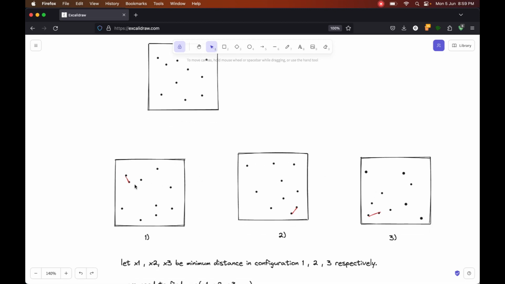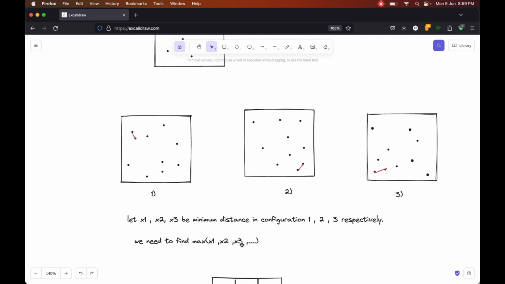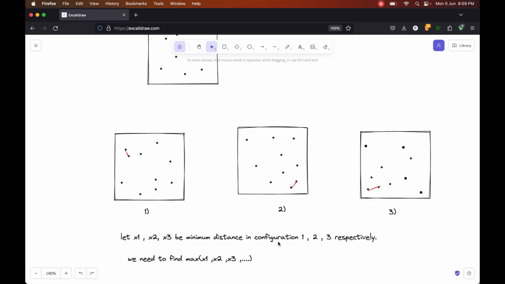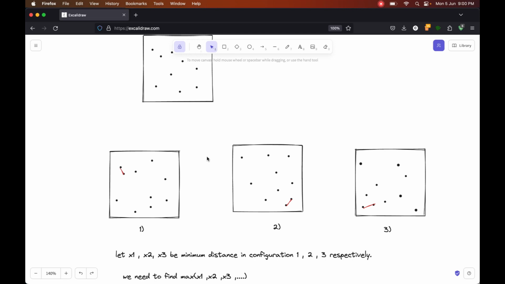Let x1 be the minimum distance in configuration 1, x2 be the minimum distance in configuration 2, and x3 be the minimum distance in configuration 3, and so on up to infinitely many such configurations. Let's denote it xn, and n tends to infinity. What we need to find is the maximum of x1, x2, x3, and so on up to x infinity. Obviously we cannot write down all the possible configurations, find the minimum value and take the maximum value of those, right? So there should be some clever way to solve this question.